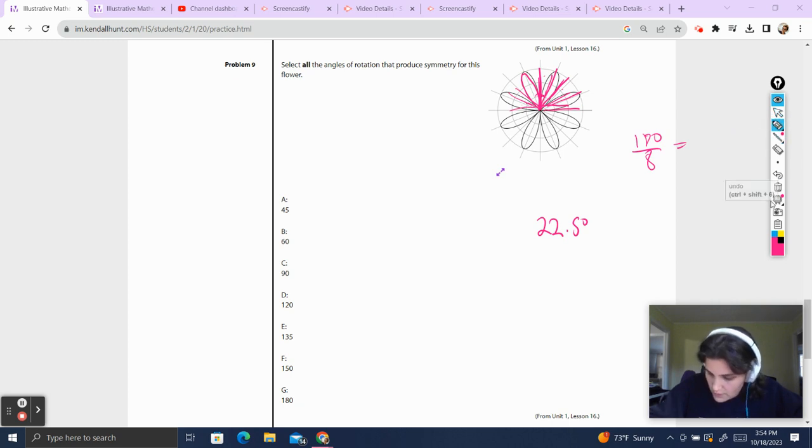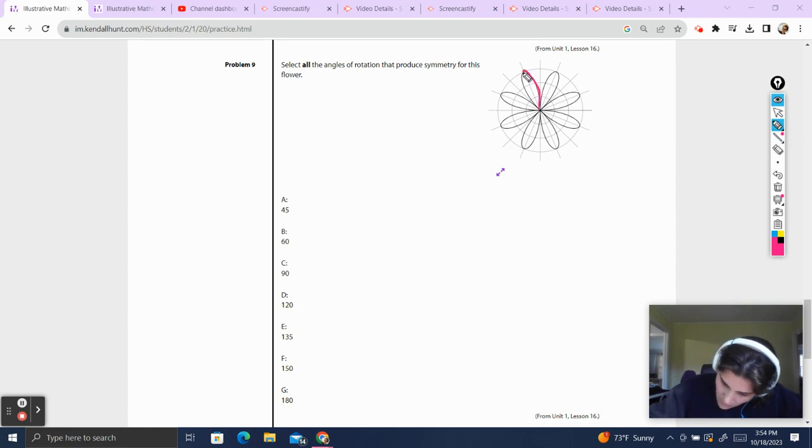But it is 2 of those angles, so it's actually going to be 2 22.5s, which is 45 degrees to rotate one petal to the next. So one petal going to the next one is going to be 45 degrees. So 45 degrees will work. 90 degrees will work. 90 plus 45 is 135 degrees will work.